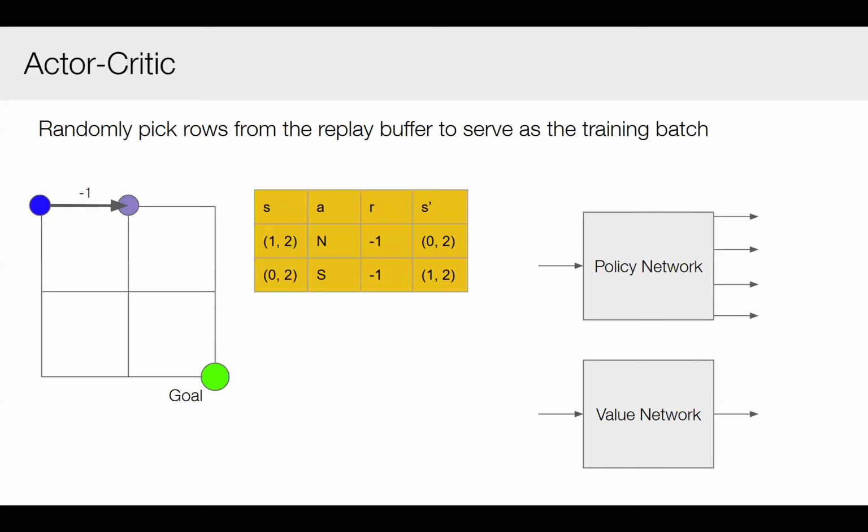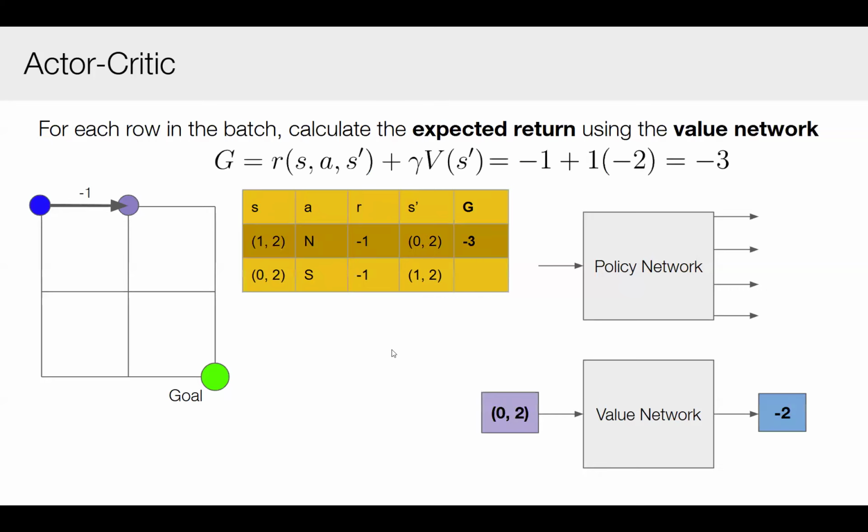So again, as before, we're going to randomly pick rows from the replay buffer to serve as our training batch, and we're going to add more values to these. So let's first try to train the value network. What we need for that is the value of each state in our batch, as well as what we expect the return to be. So we're first going to calculate the expected return, and that's going to be this reward plus gamma times V of S prime. Same exact formula as the one I had a few slides ago.